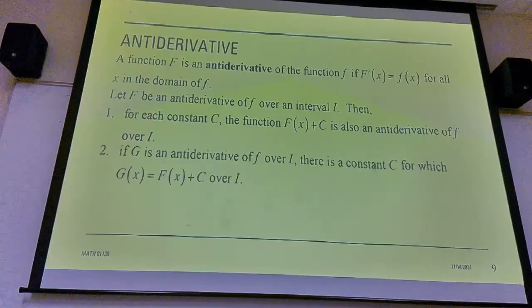If G is an antiderivative of F, there is a constant for which big G is equal to big F plus C. In other words, antiderivatives are unique up to a constant. We call this a family. So antiderivative has what's known as a family of solutions.